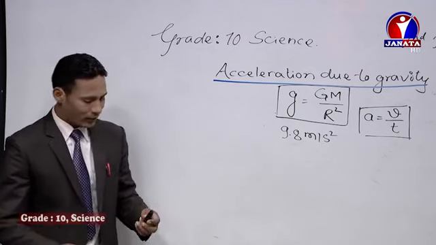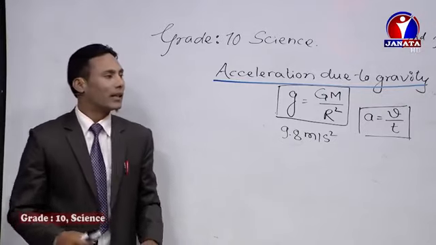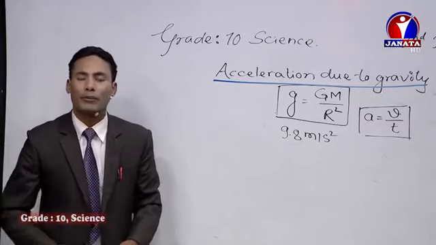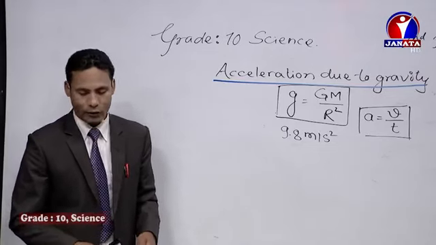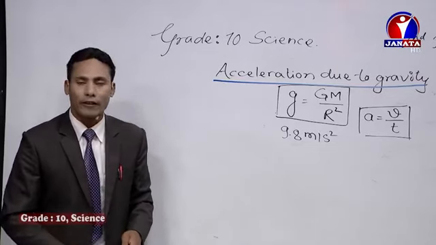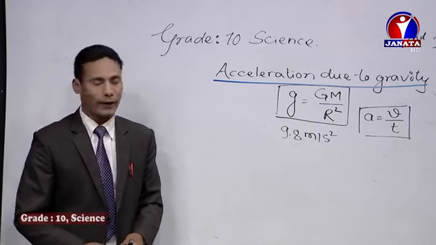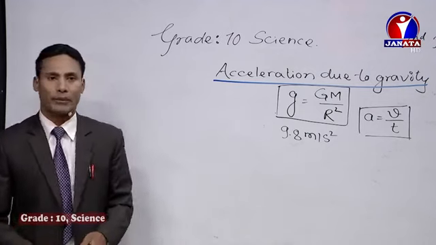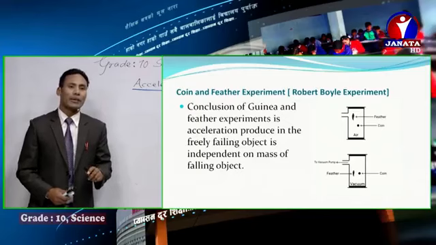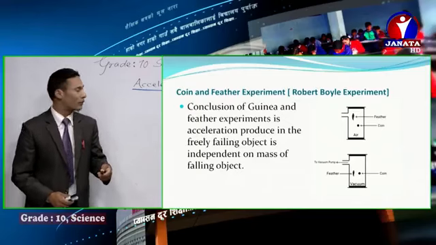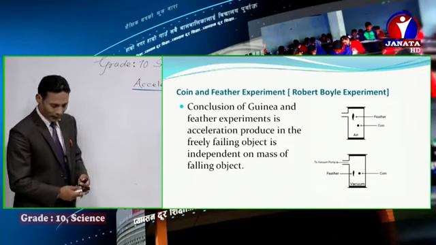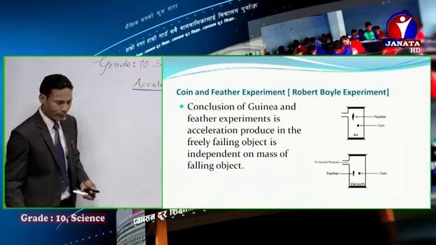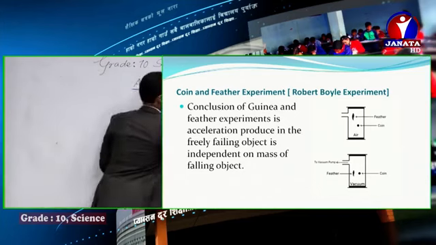And later on, Robert Boyle performed an experiment to support the statement of Galileo, which is known as the feather-coin experiment. So what is that feather-coin experiment? It is the experiment which proves Galileo's conclusion. So what is this feather-coin experiment? Let's see.